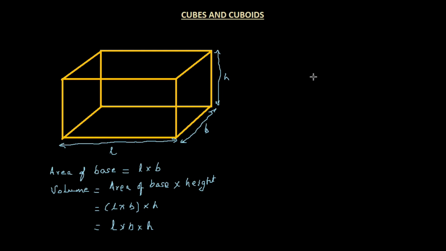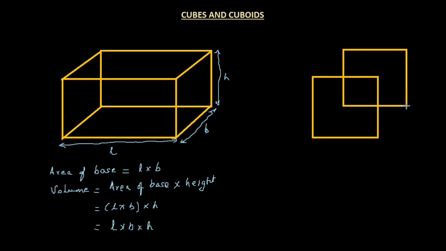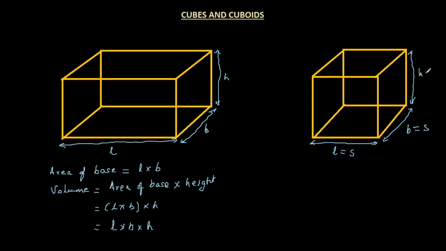Now there's a shape similar to a cuboid, and that's called a cube. A cube looks something like this. The only difference between a cube and a cuboid is that here all edges are equal in size. It does have a length, breadth and height, but they are all the same. So if we look at the length of the cube, it is this, the breadth is this, and the height will be this. But since all of them are the same, let us call it S. So all three will be equal to S.